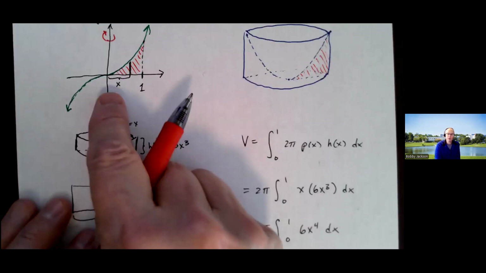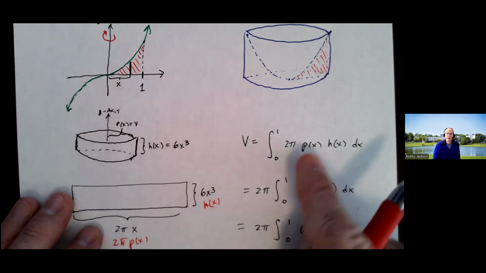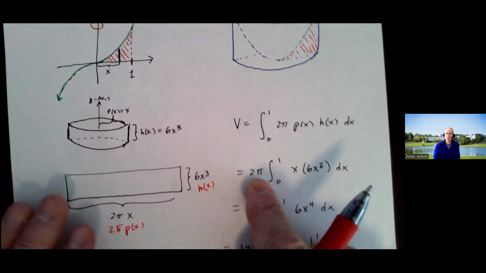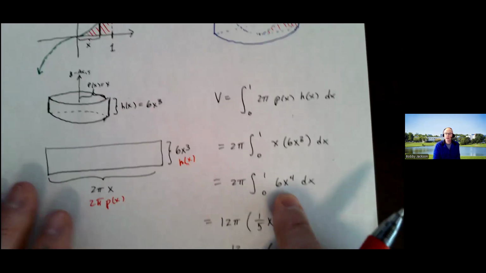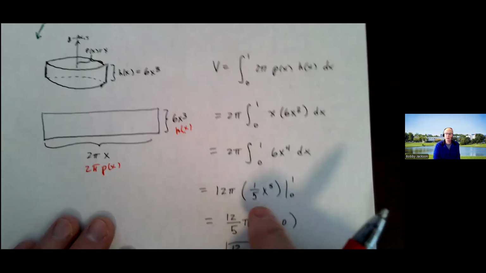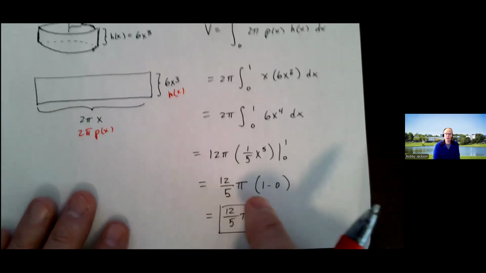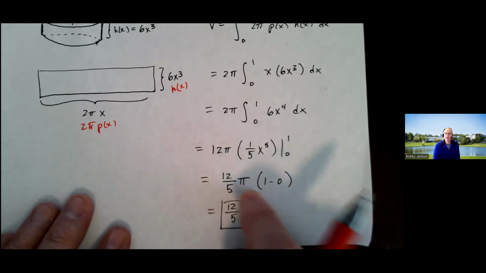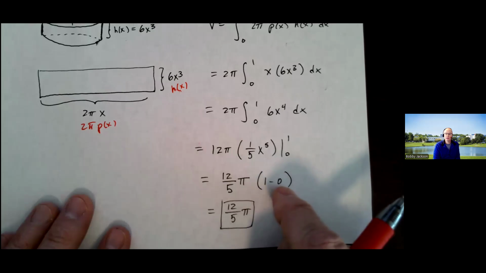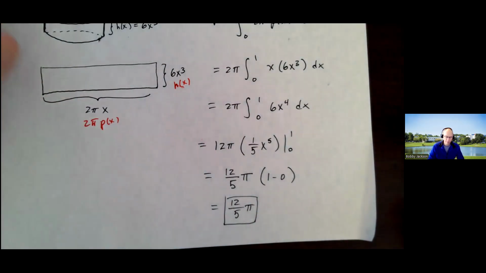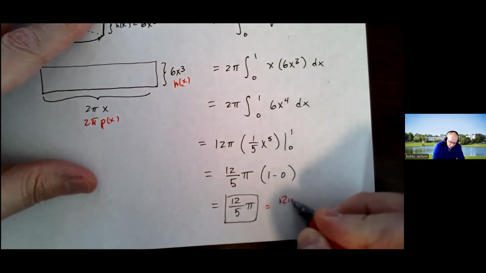And so I'm integrating, of course, from x equals 0 to 1. So p of x, again, is x, and h of x is 6x cubed. I pull the 2 pi out. x times 6x cubed is 6x to the fourth. That's easy to find the antiderivative of. 2 pi times 6 is 12 pi. The antiderivative of x to the fourth is 1/5 x to the fifth. So I've got 12 fifths pi if I pull that 1/5 out. Evaluating x to the fifth at 1 and at 0, I just get 1. And there's my value for the volume in cubic units, 12 fifths pi, or you can write it as 12 pi over 5.